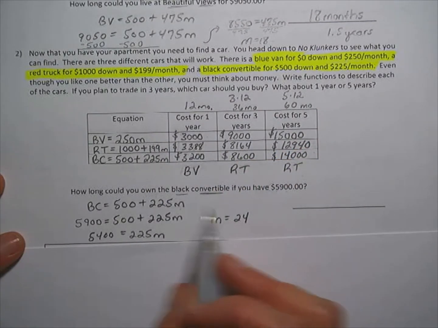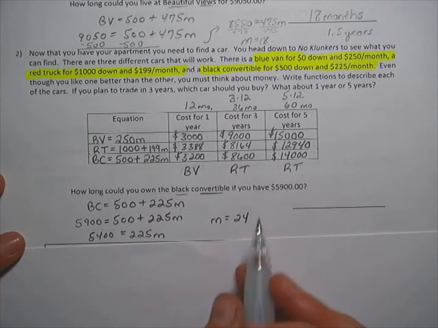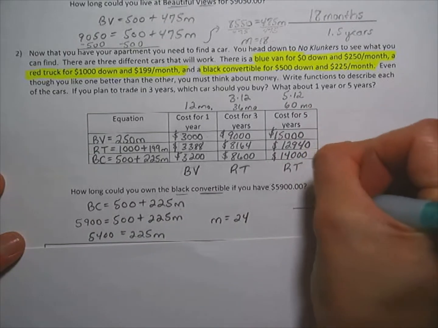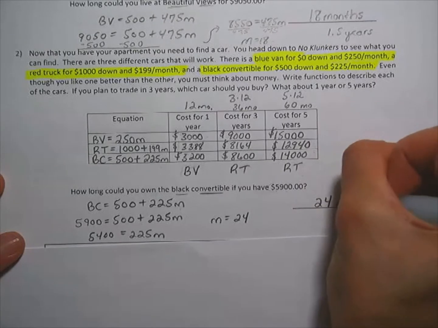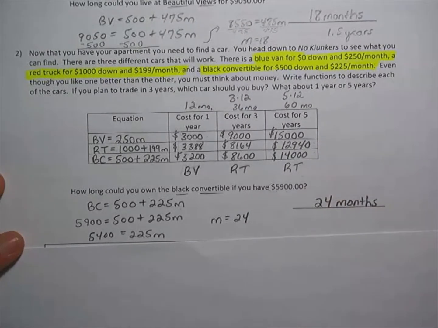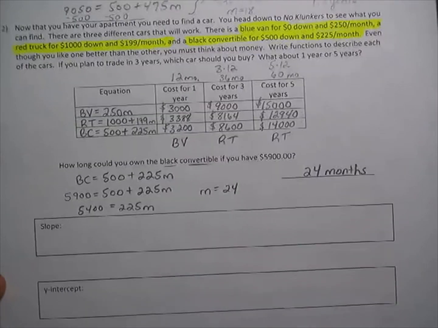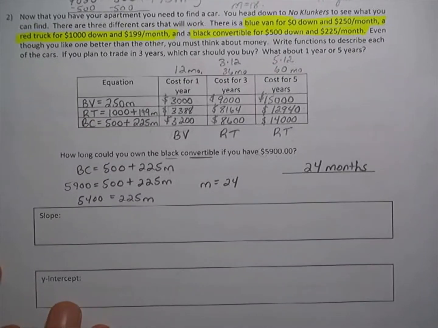So how long could you own the black convertible if you only had this much money? Well, the M stands for months, so you would be able to own it for 24 months. Okay, before they would either have to take it away or you'd have to sell it to maybe purchase a different car. Okay, so now we're going to start relating it to what we've been talking about.